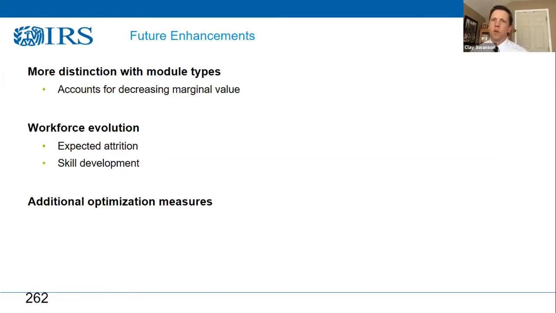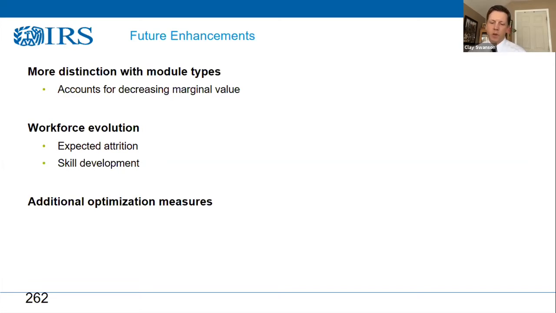First, more distinction with module types. So PAM is linear. So the revenue earned per module is a constant. The R term that we looked at earlier is constant. So as far as PAM is concerned, for each type of return, it can continue earning the same revenue, whether it's the first module worked or the last module worked. It can continue to earn a constant revenue as it digs deeper and deeper into the pool of potential work.